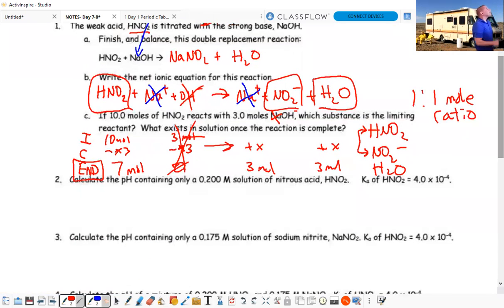So what we're going to do is look at the effects of a titration in terms of a buffer solution as well and getting pH. All right, so first of all, calculate the pH of a solution containing only 0.2 molar HNO2. If we have HNO2 all by itself, that's a weak acid. You get H3O plus and you get NO2 minus.